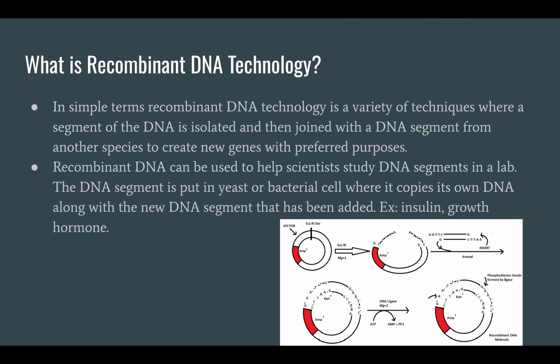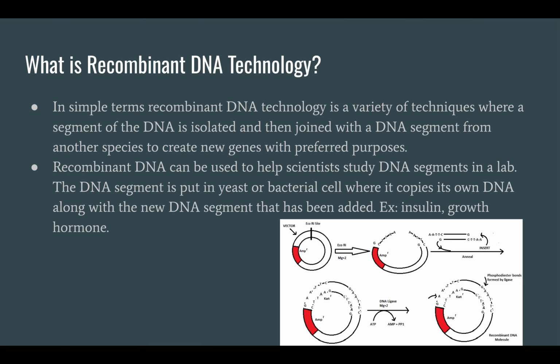So, what is recombinant DNA technology? In simple terms, recombinant DNA technology is just techniques where you would take a segment or a gene from a DNA, isolate that, splice that from the DNA, and join it with another DNA segment from another species to create new genes with the preferred purposes, the desired traits that you're wanting in the genes that you put in there.